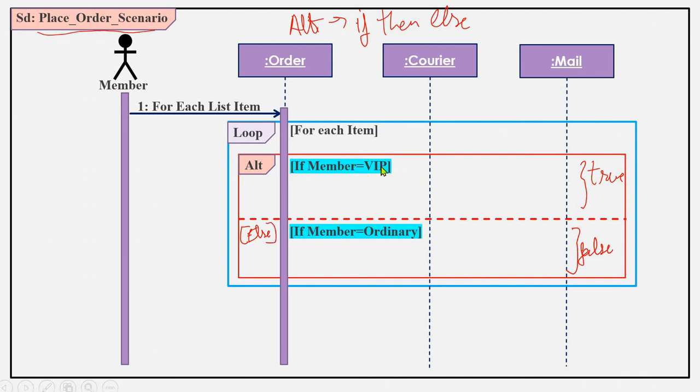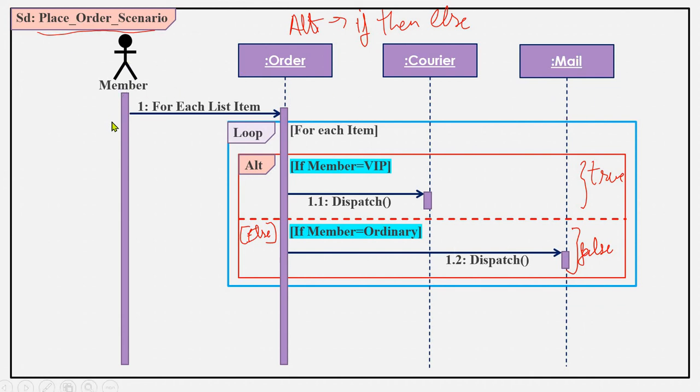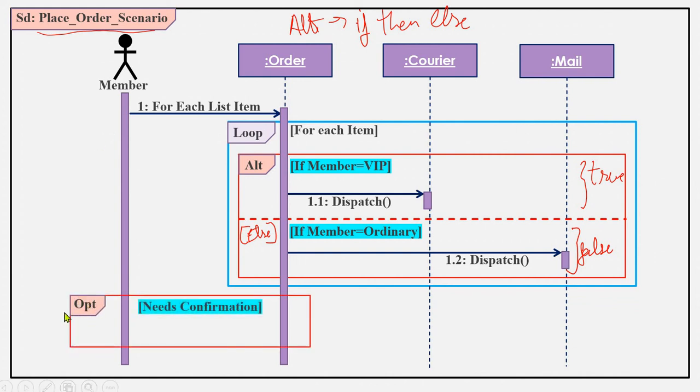Else, so if the member is not a VIP, then the member must be an ordinary one. So here if the member is VIP, then we are dispatching that particular item through courier, else we are dispatching it through ordinary mail. And if the member requires the notification, then in that case we have the opt block fragment. This opt frame is active if and only if the member has checked the option of confirmation, and the confirmation is sent from the order object to the member, that the dispatch is successful.